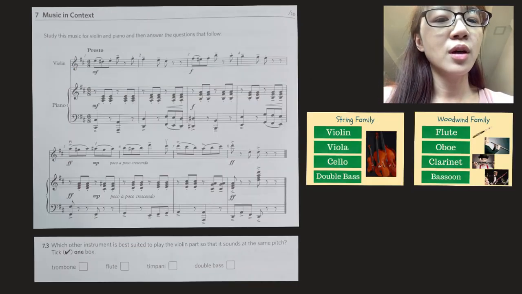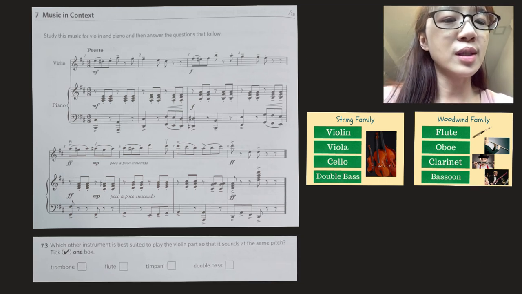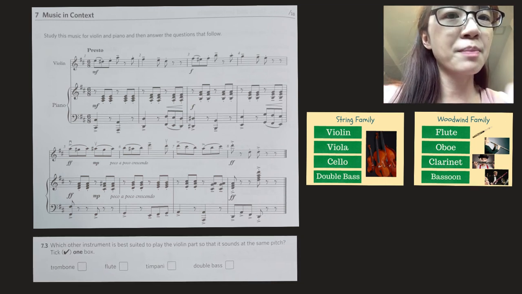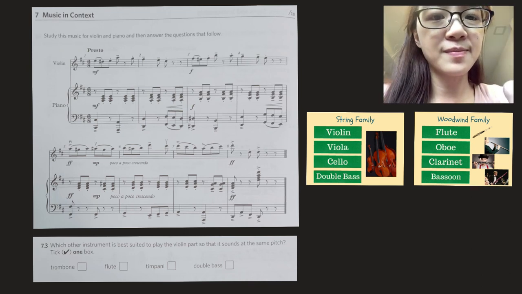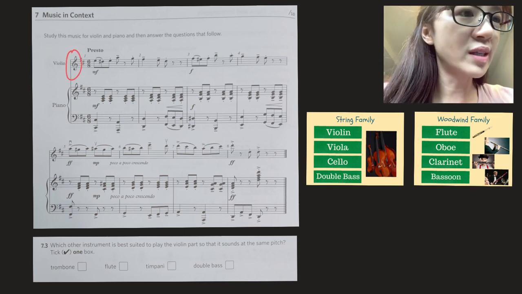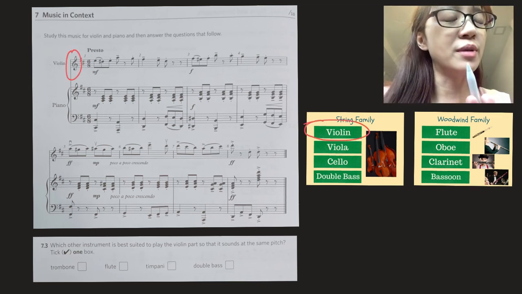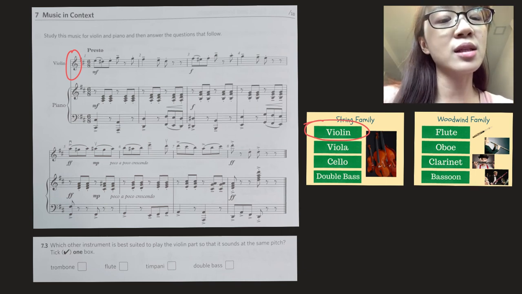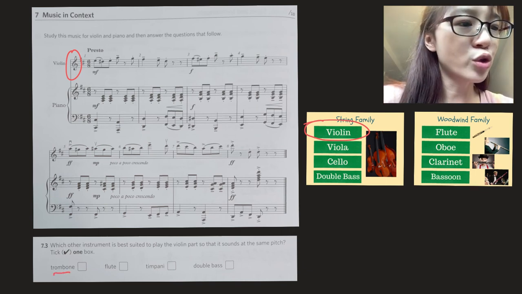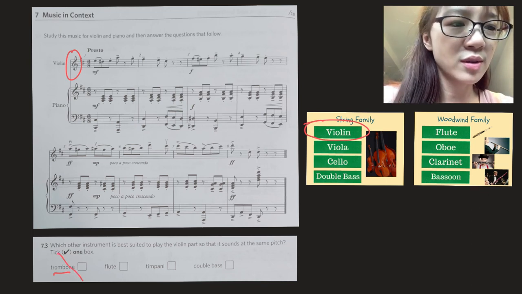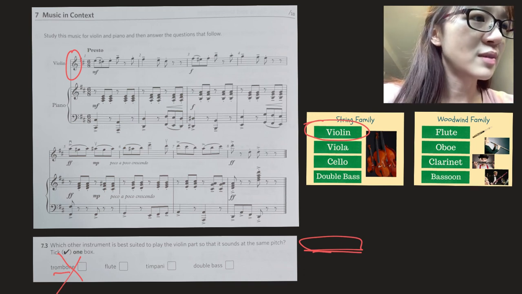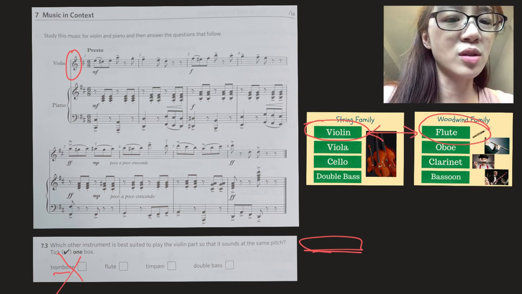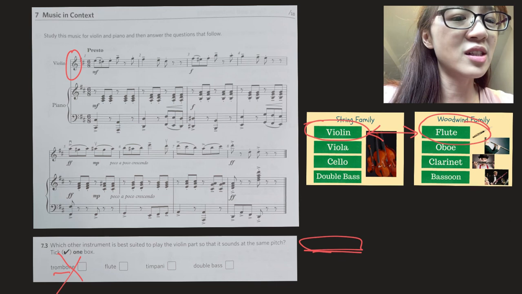For this question, which other instrument is best suited to play the violin part? So we need to know the violin uses a treble clef. The violin is the highest position in the string family, so we choose another instrument in the highest position. Trombone? No, that's not. Look, it's a different position from the violin. Flute? Yes, because it's the highest. They have the same position, so it also uses a treble clef. The answer is flute.